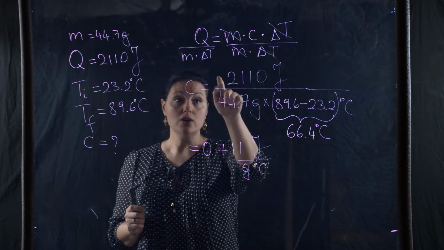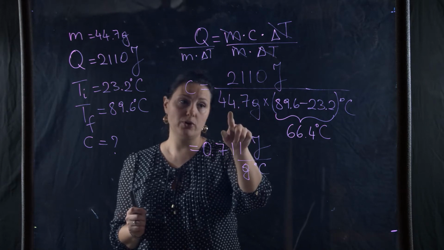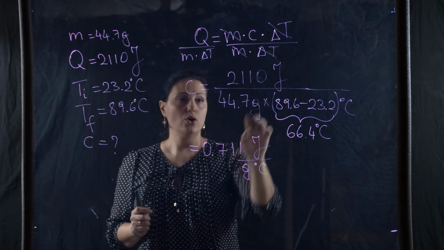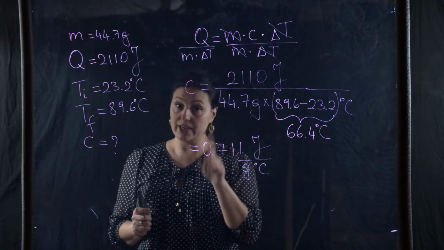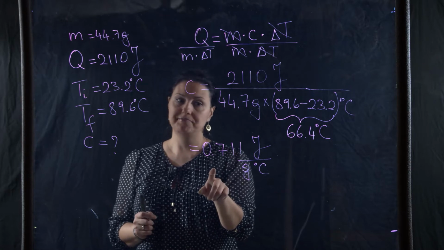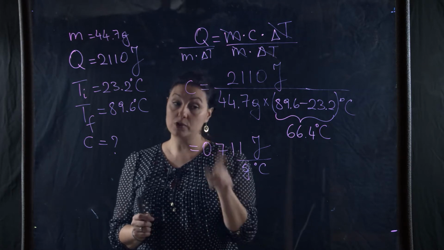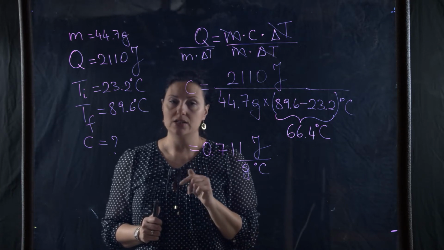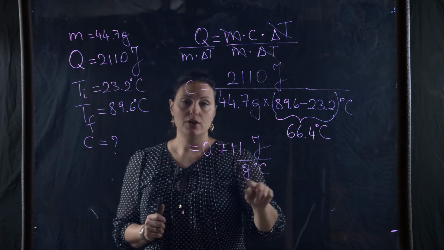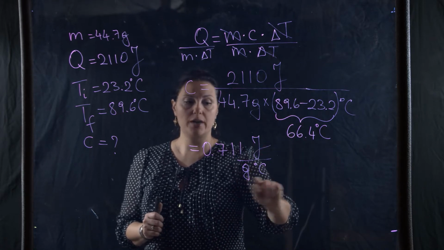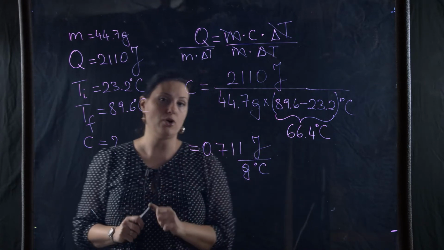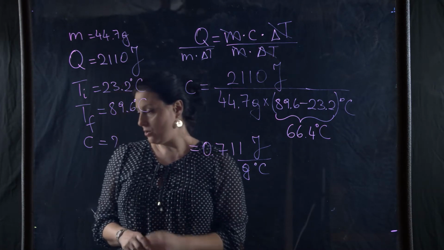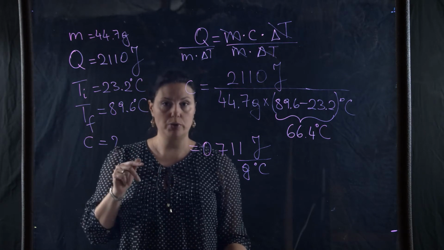For example, if you took 2110 and divided by 44.7 and then multiplied by 66, you'd get a huge number here. So make sure that you do the math correctly, and if you get a large number for specific heat, then you will know that you've done something wrong and need to check your math. Note the units as well. So I have joules per gram per degree Celsius, which are the correct units for C. That's problem number 2. Now I'm going to erase this and we'll do problem number 3.